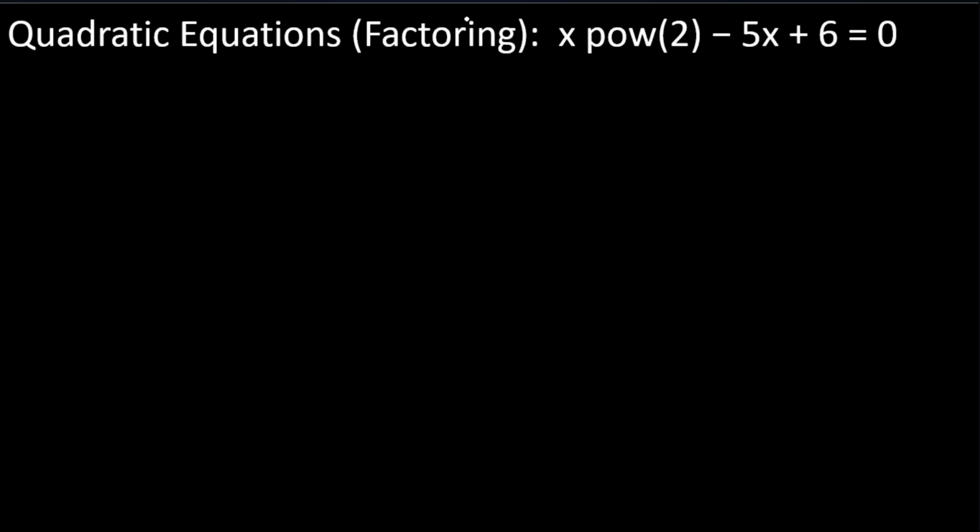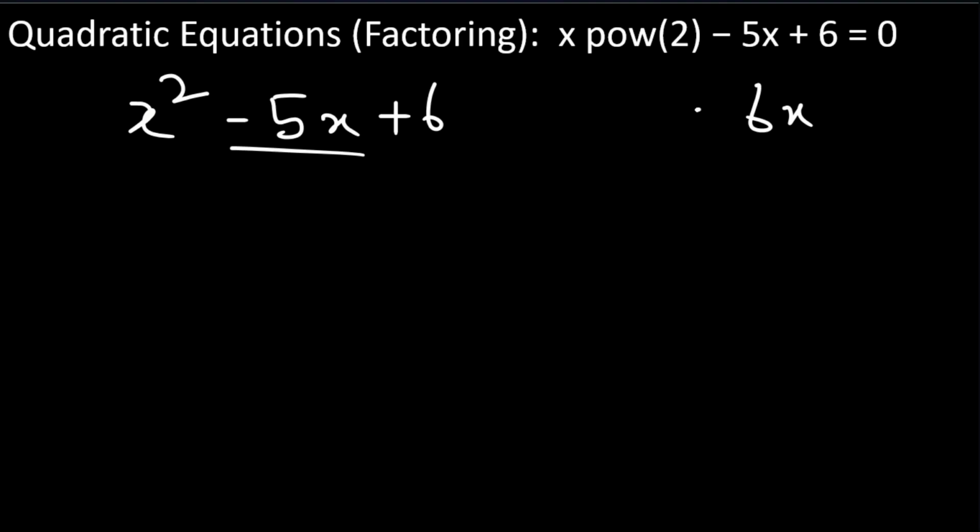So now let's come to another problem. Here a quadratic equation, x squared minus 5x plus 6. Here it's a minus 5x. So here we can convert it this way: minus 6x plus x. So minus 6x plus x equals minus 5x. So we will convert minus 5x this way.